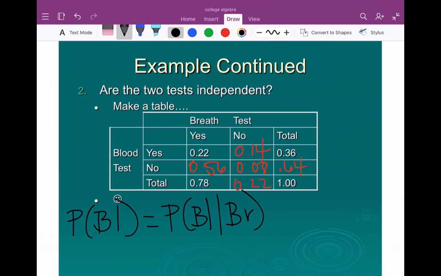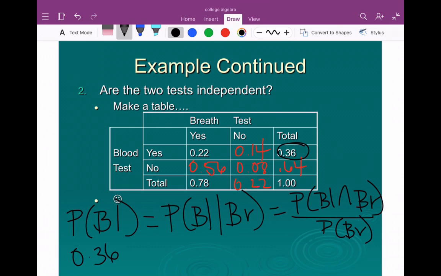So the probability we get a blood test is 36%. Then we have to calculate the probability of getting a blood test given a breath test, which would be the probability of both, so blood test and breath test, out of just the breath test. So that ends up equaling probability of both, 22%, out of the breath test, 78%. The probability of 22% out of 78% is 28.2%.